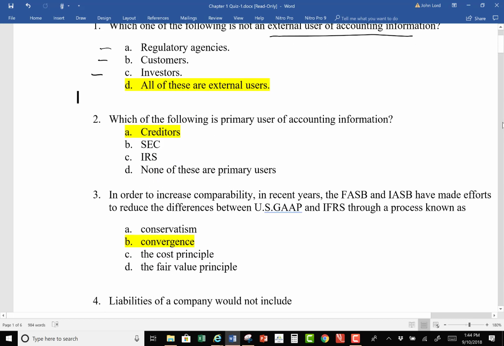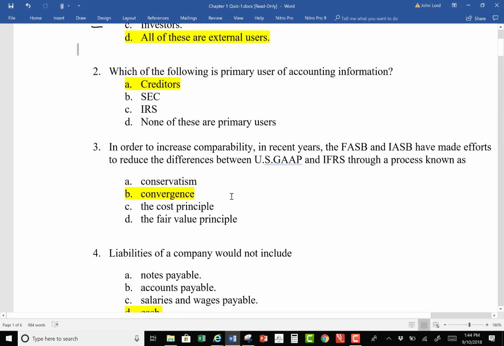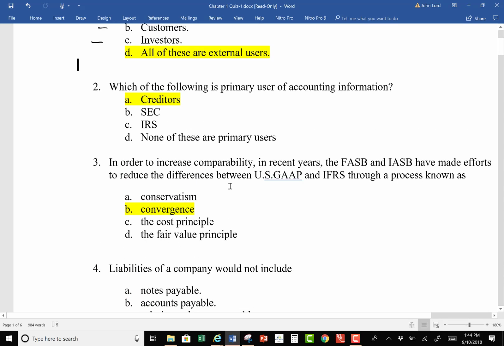Okay. Which of the following is a primary user? Investors and creditors are primary users, although we do have the Security Exchange Commission, IRS, other government entities. Customers, frankly, are users that are not primary users. When FASB is developing a standard, they're thinking about investors and creditors as their primary users. That's not to say that they can't consider other potential users, but their main users are investors and creditors.